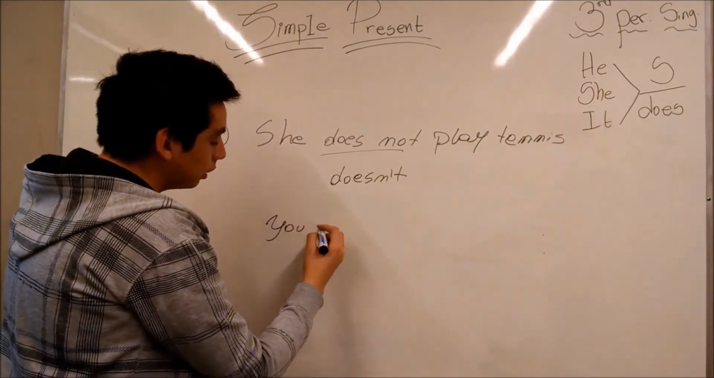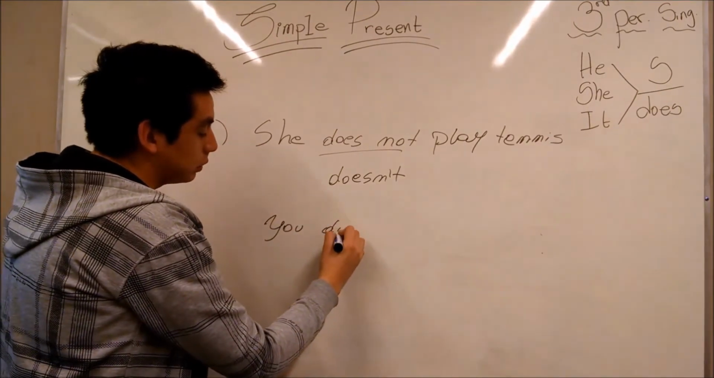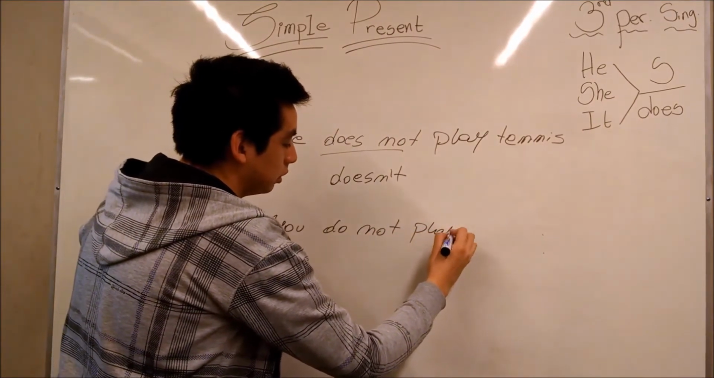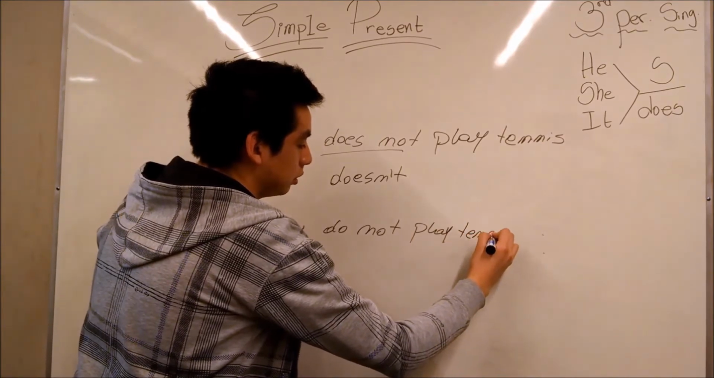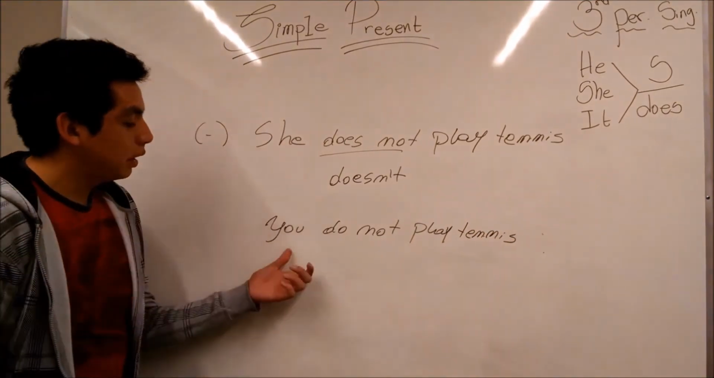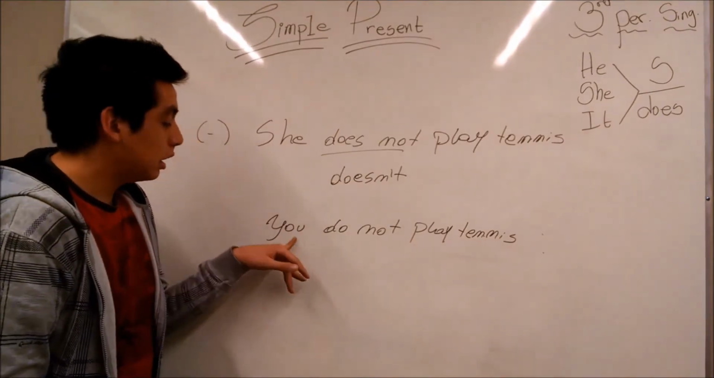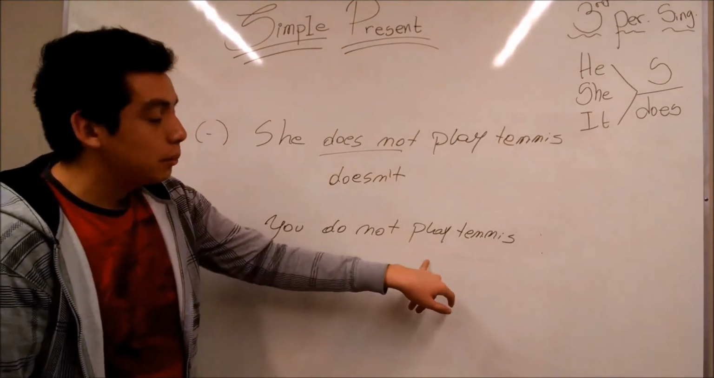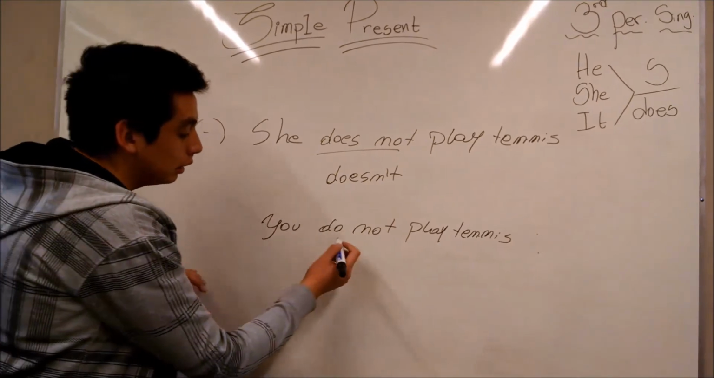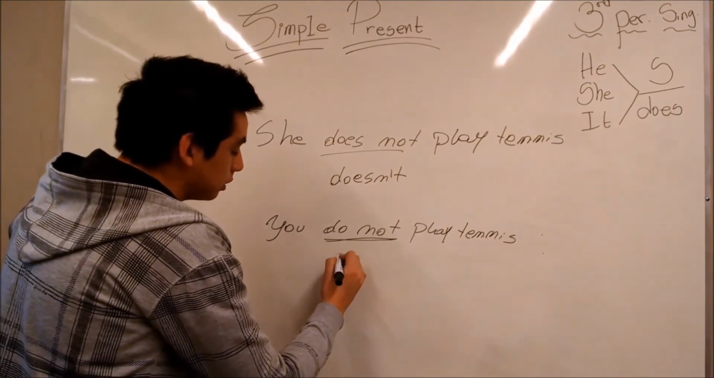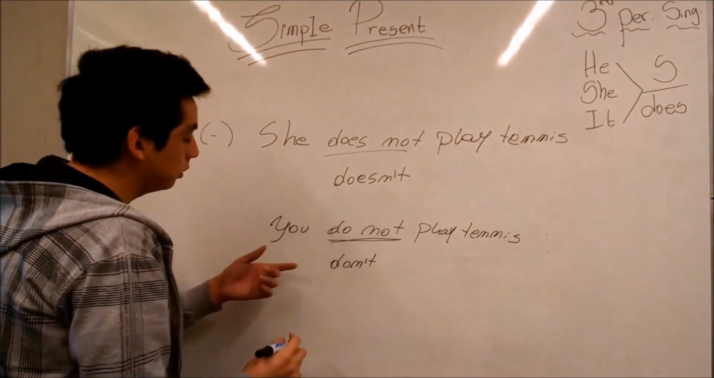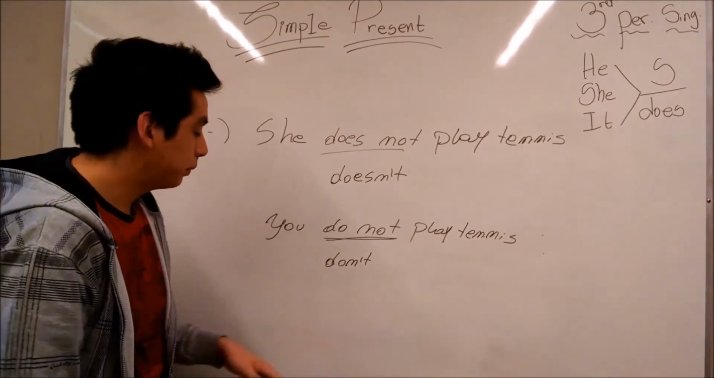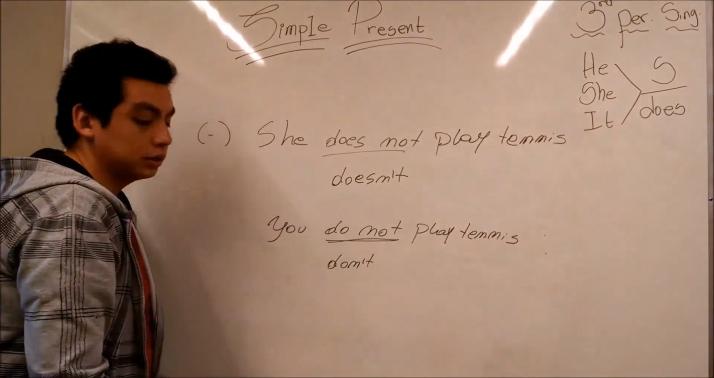We can also contract do not. Again, we have a complement. In this case, you don't belong to the third person singular, so we just put do not play tennis. Okay? This can be contracted to don't. Okay, so do not is just for a formal way to speak and don't for an informal way to speak. You don't play tennis. Okay?